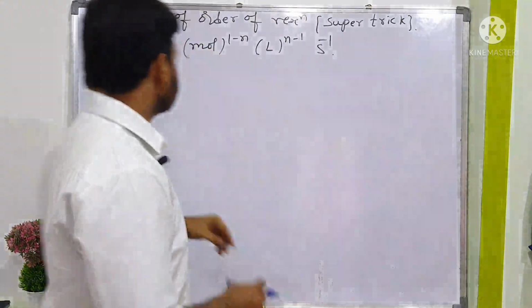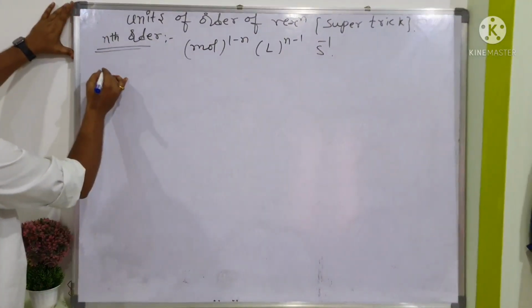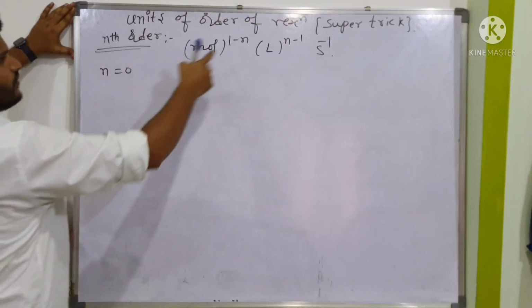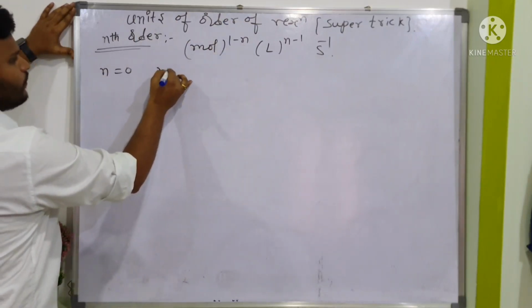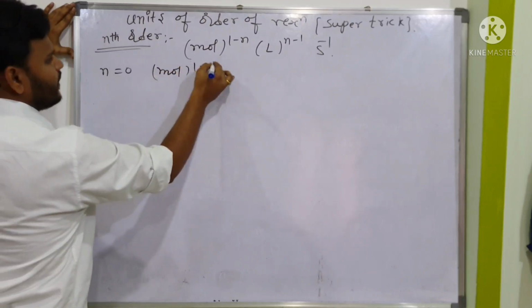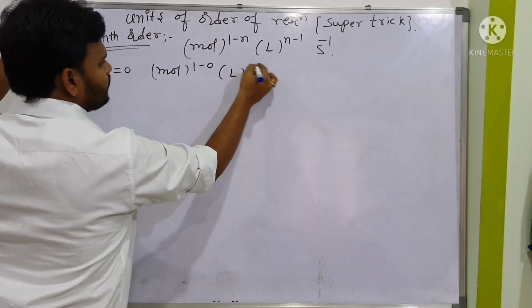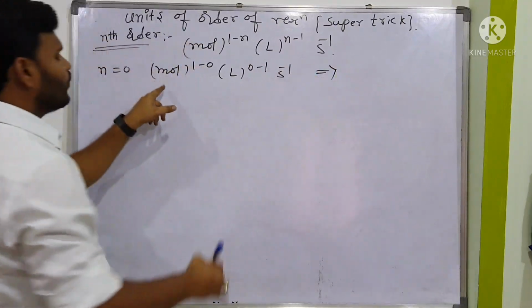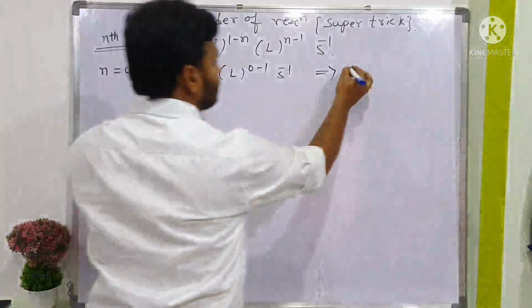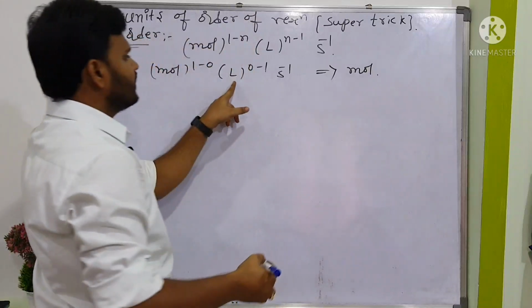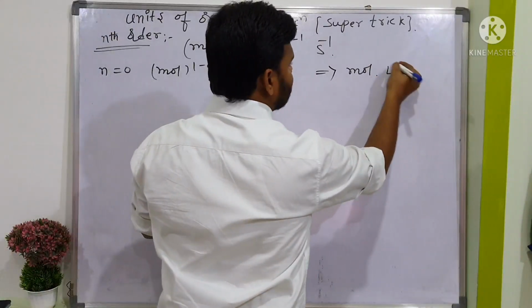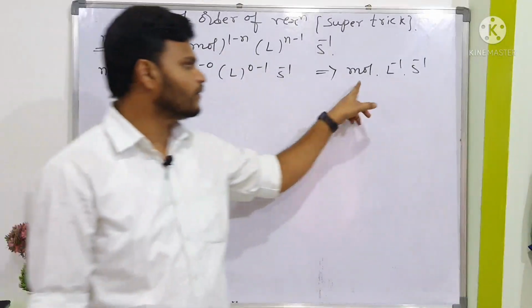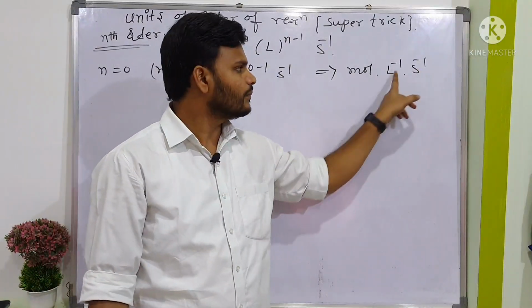For example, if you want zero order, zero order means n equal to 0. So you substitute the n value here. Then mol^(1-0) L^(0-1) s^-1. Then it becomes like this. Mol^(1-0) is nothing but mol. L^(0-1) is nothing but L^-1, and s^-1. So what is the unit of zero order reaction? Mole per liter per second.